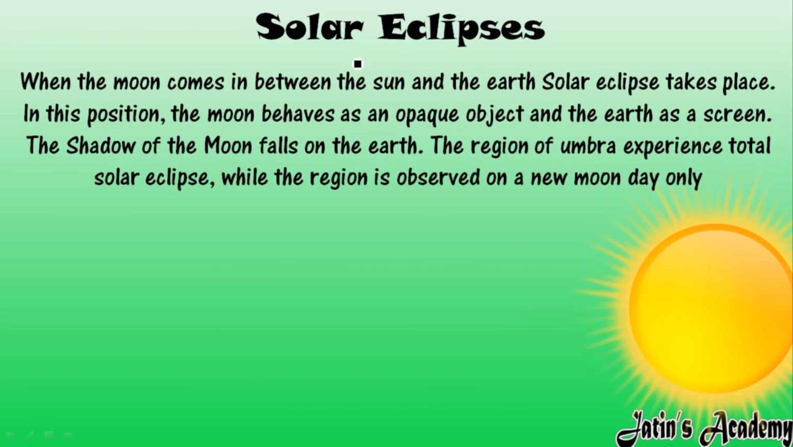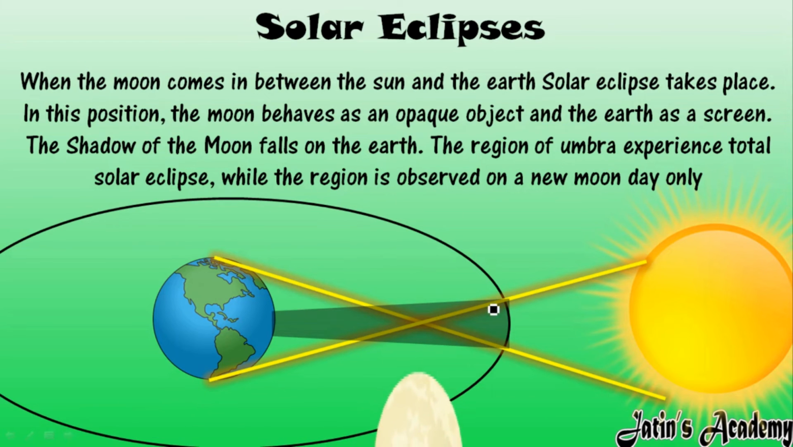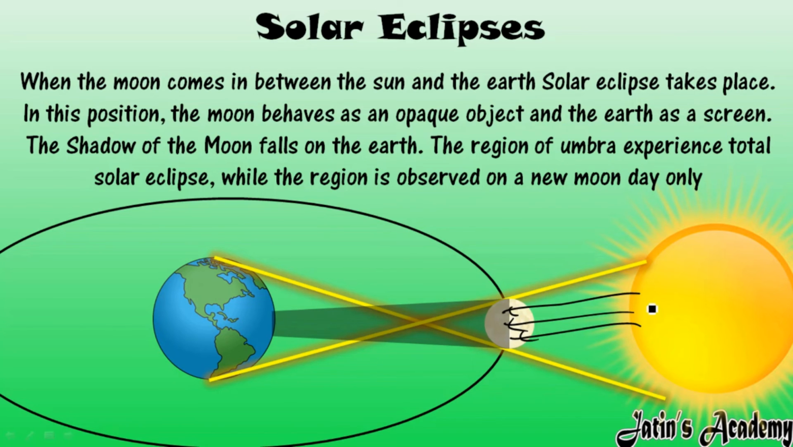So now we are going to study the solar eclipses. What do we mean by solar eclipses? During the revolution of the moon, the sun and the earth, whenever this phase comes, the moon comes in between the sun and the earth. In this position, the sun is acting like a source of light, the moon is behaving as an opaque object and the earth is acting like a screen. Whenever the light radiations from the sun pass by the moon, the moon blocks them, and the moon is going to cast its shadow on the surface of the earth.